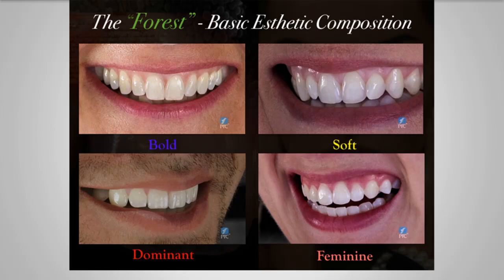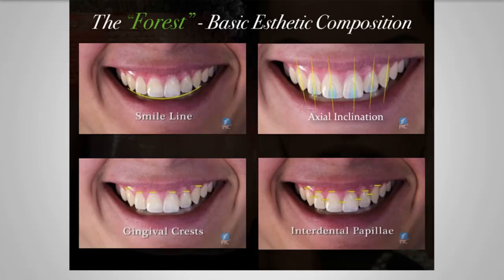But we have to remember that we can get morphology, we can get layering, which I teach a lot of, down, but if we miss these basics of the so-called basic aesthetic composition components, such as smile line or axial inclination, probably one of the bigger overlooked ones that I see, certainly even in published literature, is gingival crest and heights of gingival tissue, and maintaining interdental papilla. That can be particularly troublesome for us as dentists, regardless of what we do and how we manage the tissue in the process of doing our restorations.